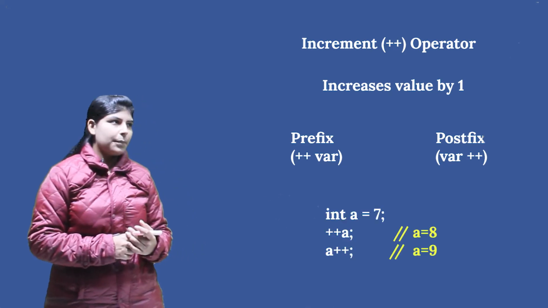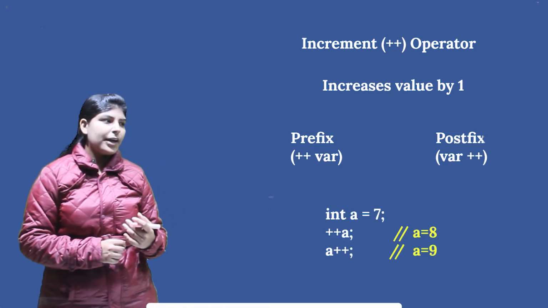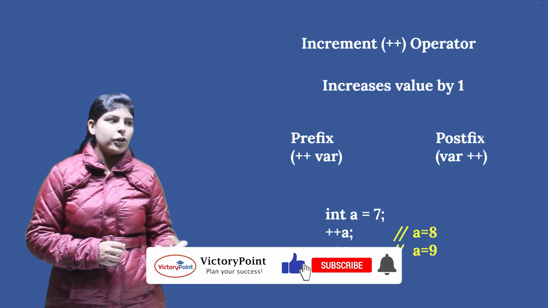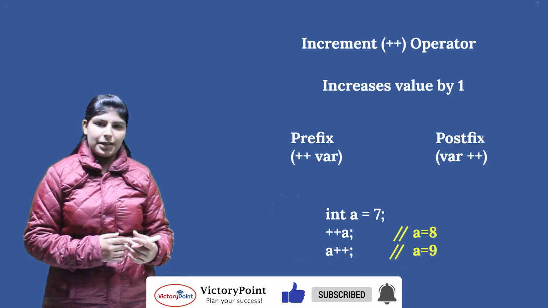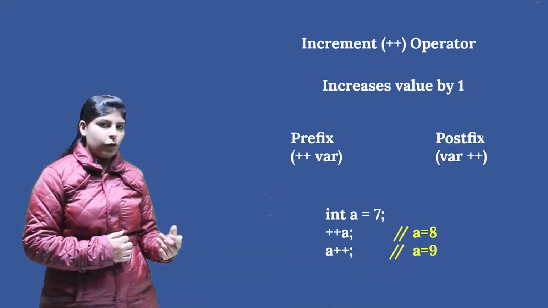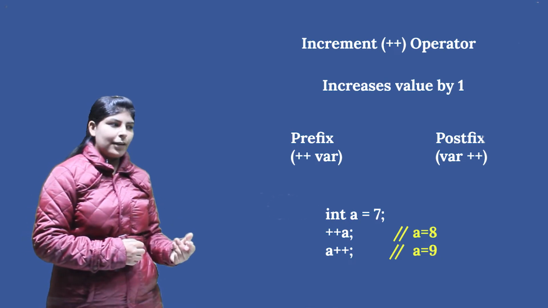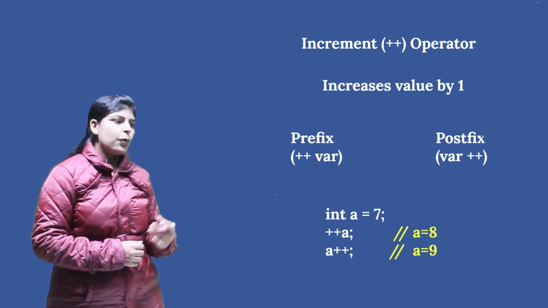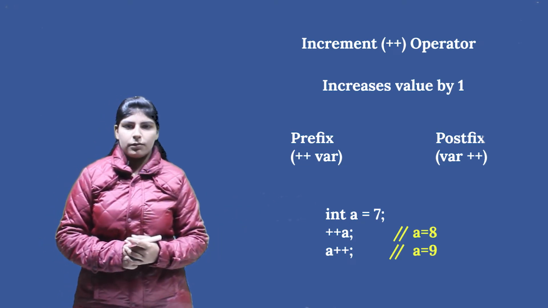So let's see an example. I have a variable a which is given the value 7. If I am writing plus plus a, the value of a in this line will be 8. In the next line I am writing a plus plus. So again it will add the value of 1 to the variable a. So the value of a will be 9. Now let us see what is the difference in the usage of prefix and postfix operator.